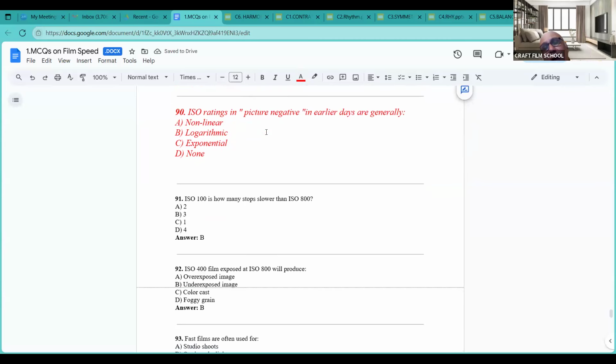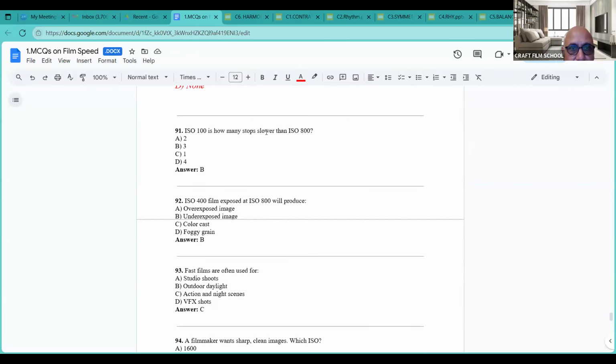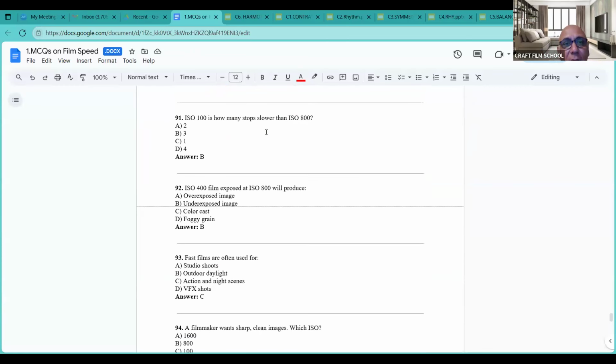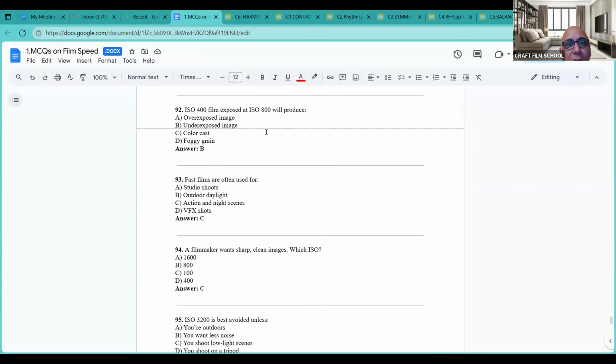Okay, this I have already told you. ISO rating in picture negatives in earlier days was generally 100, 200, and it is logarithmic. Question 91: ISO 100 is how many stops slower than 800? Again, 200, 400, 800, so basically 3 stops. You can count 200, 400 and 800 on your fingers. This is the correct answer, 3.